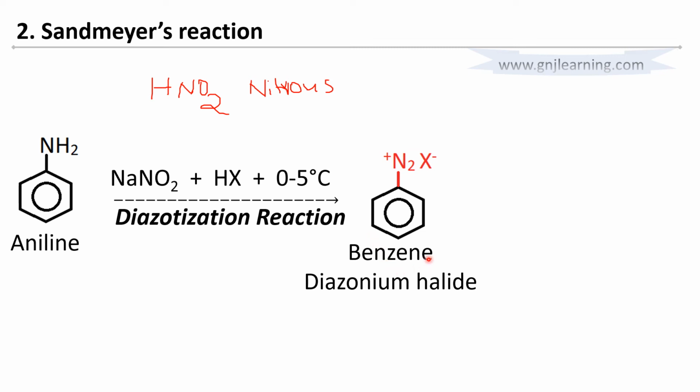Very, very unstable compound. So this instability is one reason why we are carrying out this reaction at low temperature. So two reasons: one is to keep this acid stable, and the other one is to increase the stability of benzene diazonium halide. Clear?